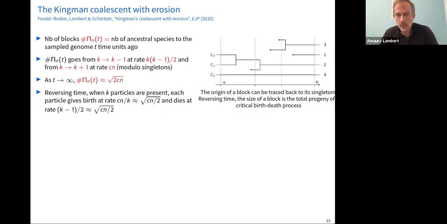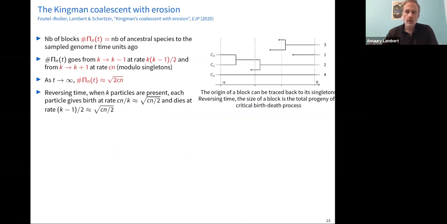Now look at the picture on the right. The picture on the right tells you how clusters are formed from singletons. The singletons arise at the black dots. Okay, we don't know from where, and they coalesce. And as they coalesce, they form new blocks, right? And so the origin of each block that is present at present time can be traced back to its singletons. If you look at this picture, you see a tree, right? You see a tree where, reversing time, each birth corresponds to a coalescence, and each death corresponds to an erosion, a new singleton arising in the system.